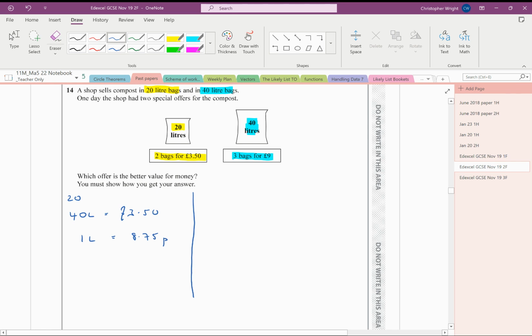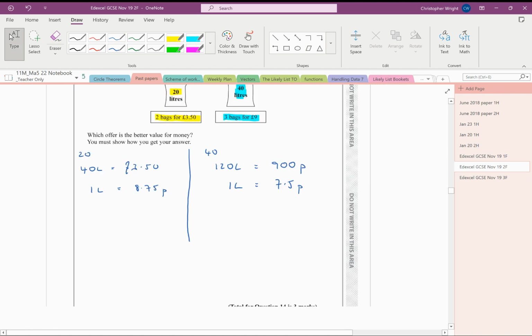Okay, let's look at the 40-litre offer. 40-litre bags. Get 3 bags. Well, that's going to be 120 litres, isn't it? For £9. Remember, I said I work in pence, so for 900 pence. So if 120 litres cost 900 pence, then 1 litre costs 900 divided by 120. 1 litre costs 7.5 pence. Oh, well, that's cheaper, isn't it, than 1 litre costing 8.75 pence.